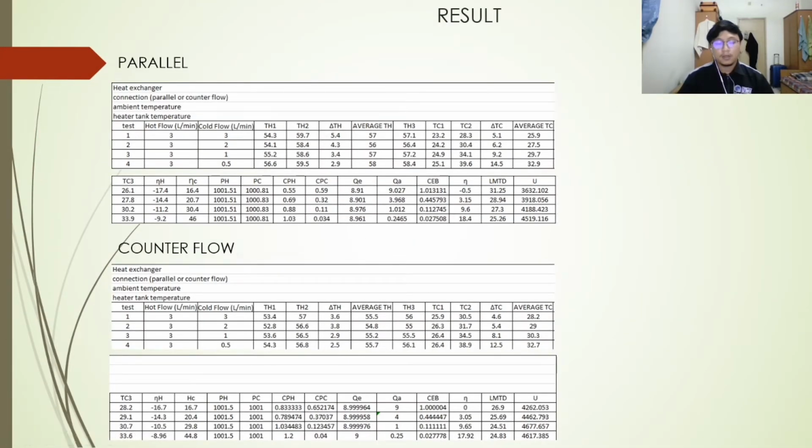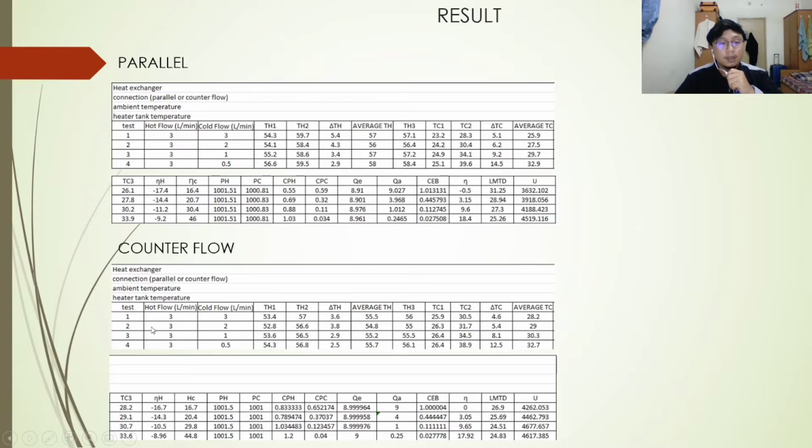So right now I will explain how we come out with the result from the parallel table using raw data. For test one, we set our hot flow 3 liter per minute, cold flow 3 liter per minute, and the first temperature TH1 is 54.3, TH2 is 59.7, for cold TC1 23.2, and TC2 is 28.3. From there, we can calculate the temperature efficiency, PH, PC, CPH, CPC until heat transfer coefficient. Same as counter flow, from the raw data we can calculate the others.